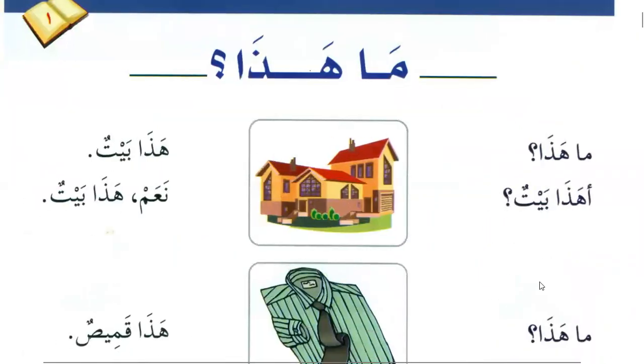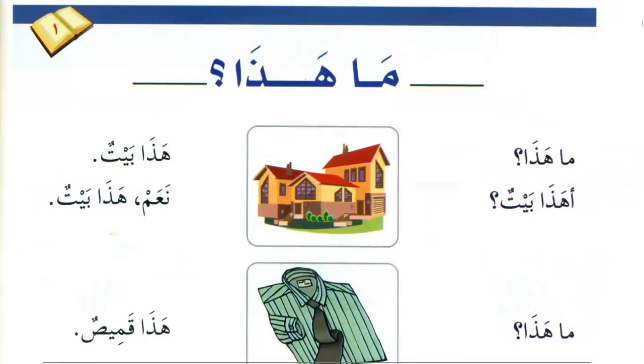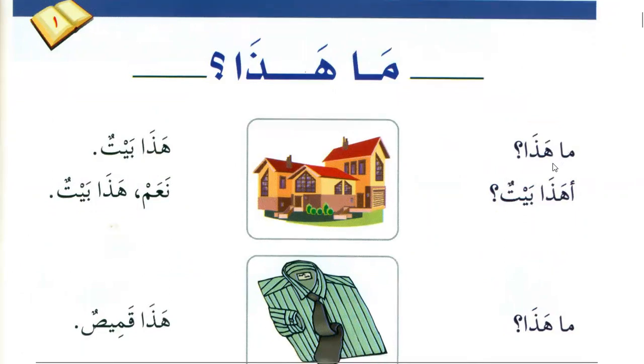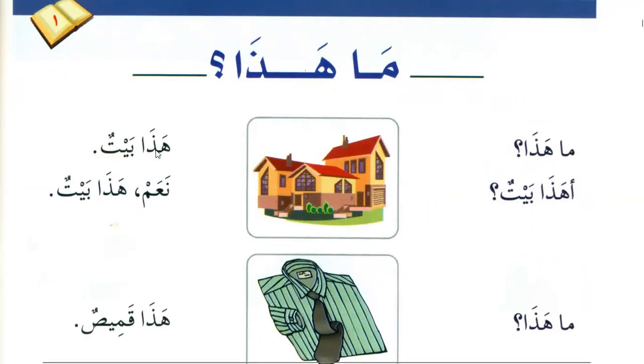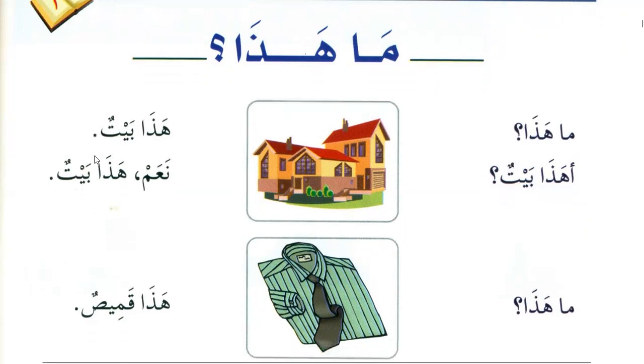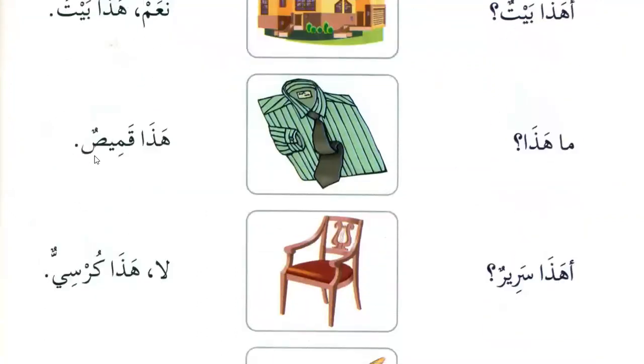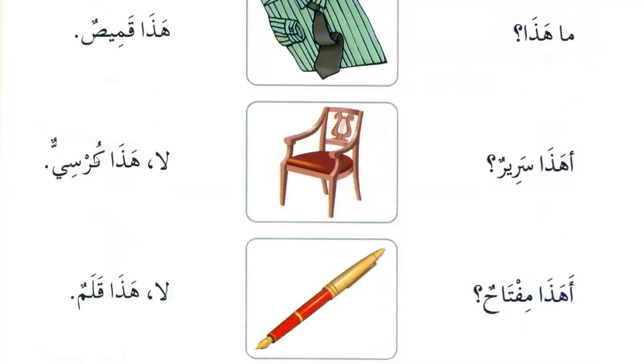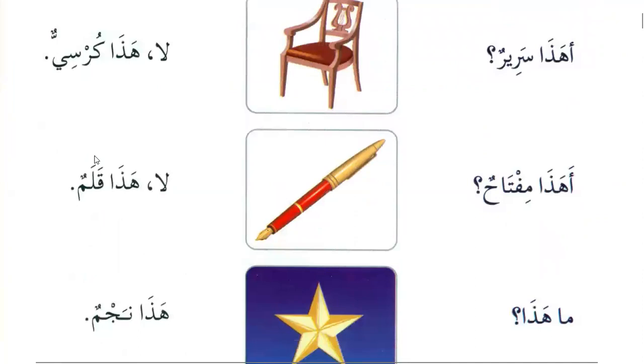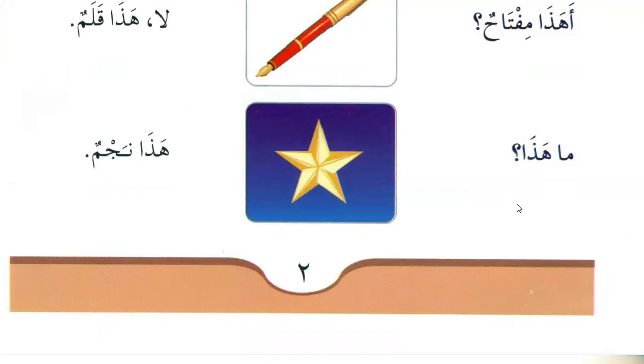Next we have ma haza, what is this? Ma haza, ahaza baytun. After ma haza, you need to read haza baytun. Haza baytun. Ahaza baytun, naam haza baytun. Ma haza, هذا قميص. أهذا سرير؟ لا، هذا كرسي. أهذا مفتاح؟ لا، هذا قلم. Good. ما هذا؟ هذا نجم.